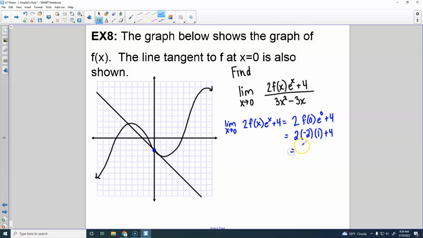And what do we get here? 0. So the limit of the top is 0. The limit as x approaches 0 of the bottom, 3x squared minus 3x, is going to equal 0 there also whenever you plug it in. All right. So the limit of the top is 0. The limit of the bottom is 0. So you're getting 0 over 0 here. So then you could say by L'Hopital's rule.